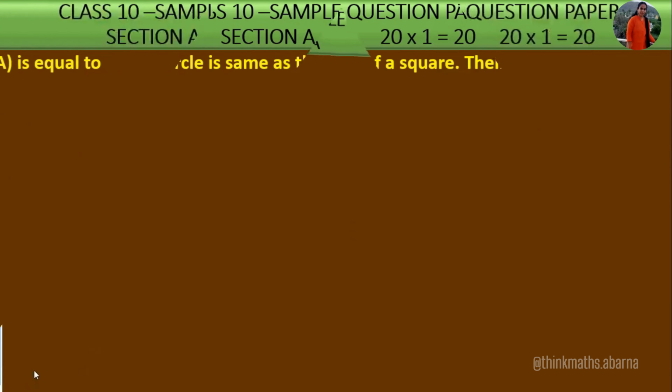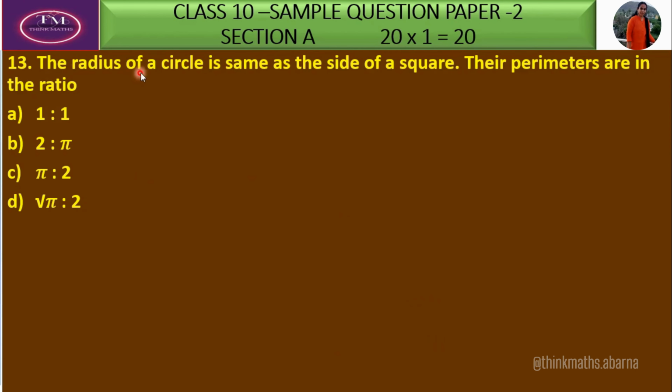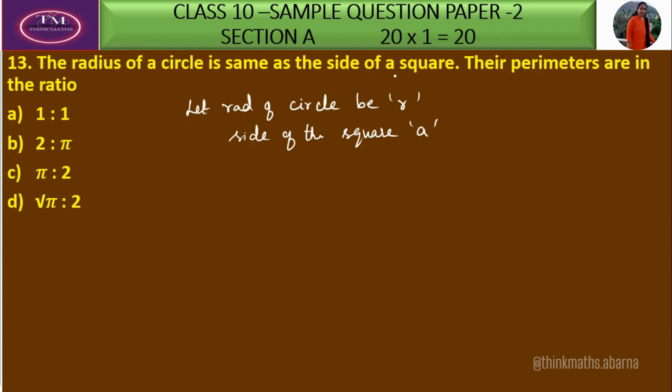Moving on to the 13th question. The radius of a circle is same as the side of a square. Their perimeters are in the ratio. So here, let radius of circle be R. Now side of the square, let us assume that as A. What is given? Radius of the circle is same as the side of the square. Then R is equal to A.